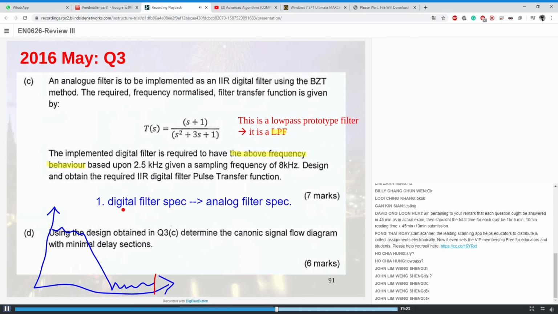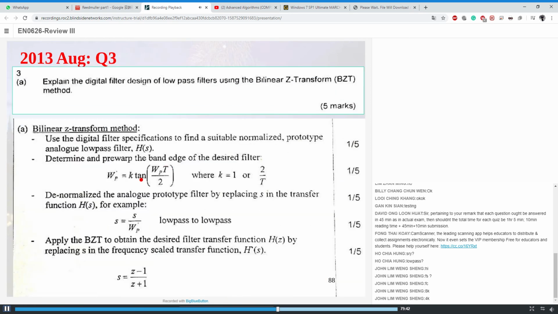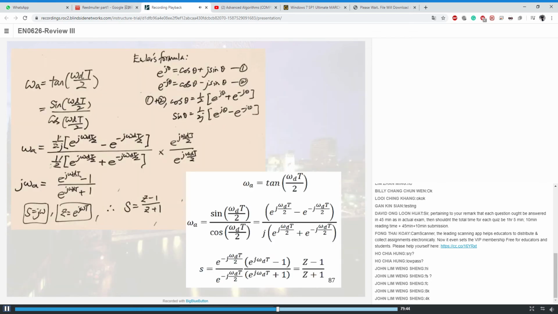What formula? Just now we had three formulas there, isn't it? Basically the main two are the tangent and the S equals to Z minus 1 over Z plus 1. So basically, we use the tangent formula to convert. Which is this one? This one.